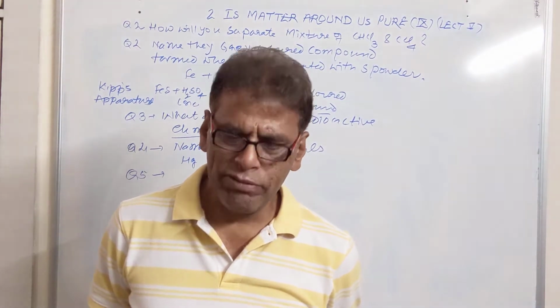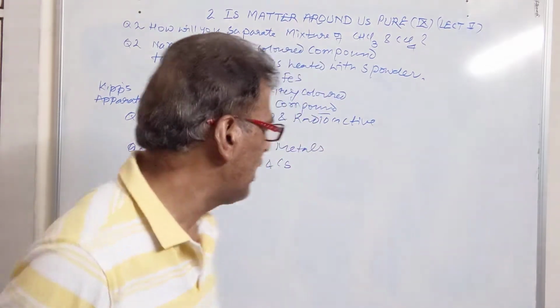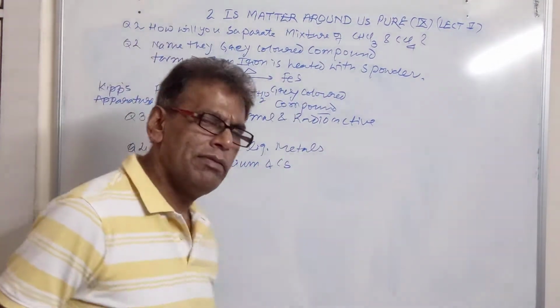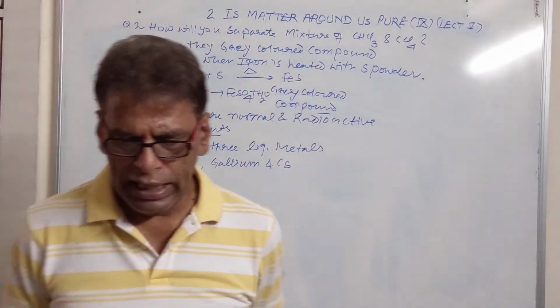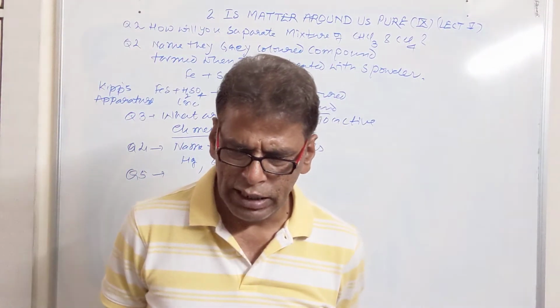Why is mercury liquid? A similar question can be asked. Why is gallium liquid? Why is cesium liquid? The reason is the same. They have weak metallic bonding among their lattices. That's why they exist in the liquid state.